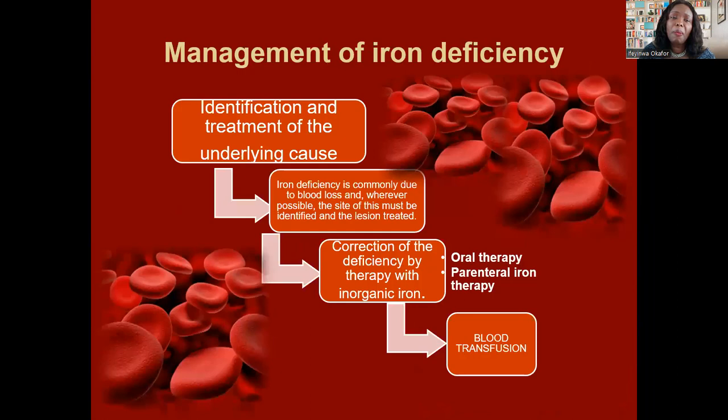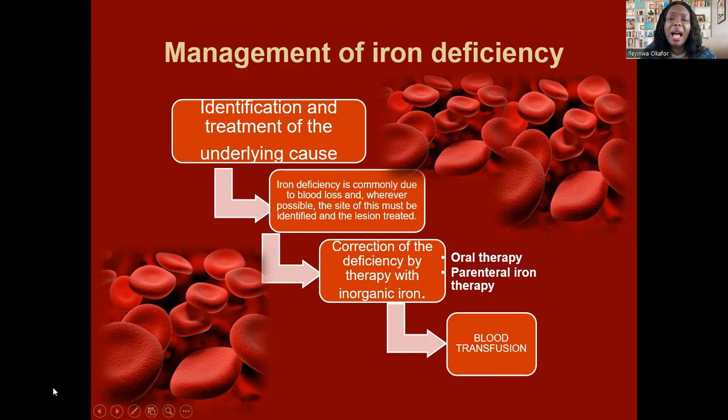Management of iron deficiency anemia. One is identification and treatment of the underlying cause. Remember, iron deficiency anemia most times does not occur on its own. There's something that is actually causing it. Maybe infection, maybe blood loss, bleeding somewhere, maybe disease, an underlying ailment. So there is need to identify and treat the underlying cause, and then you can now tackle the iron deficiency anemia.